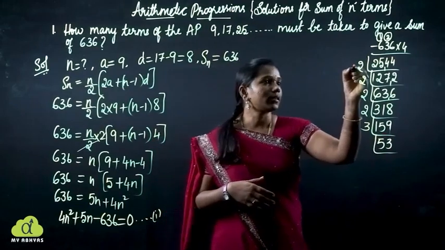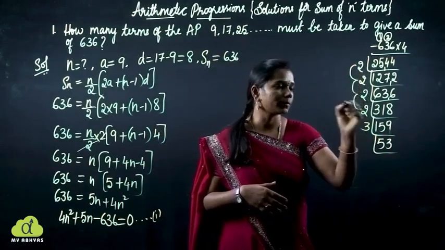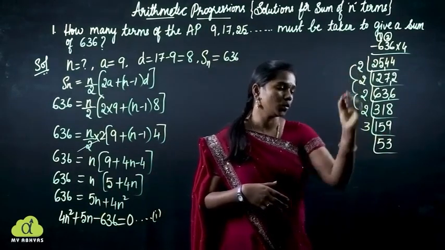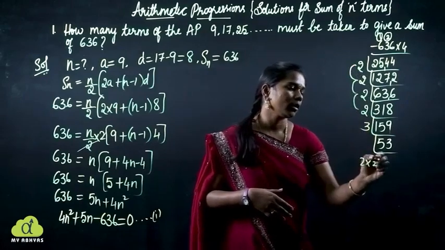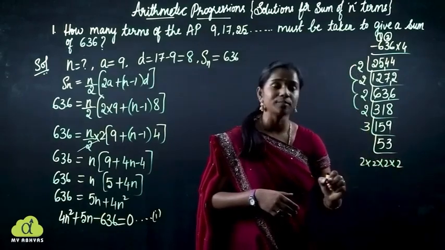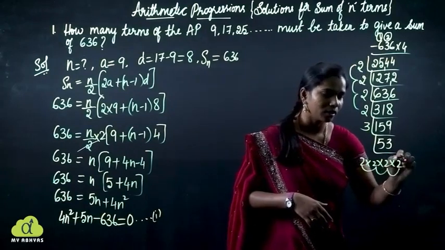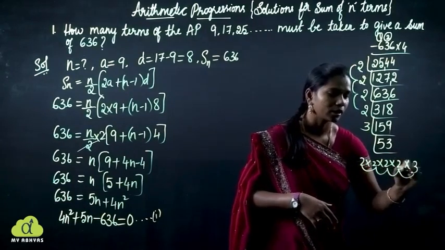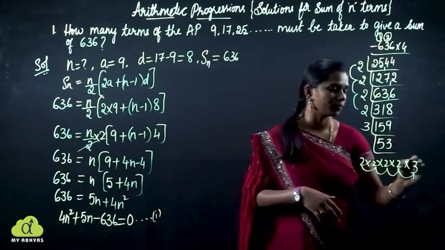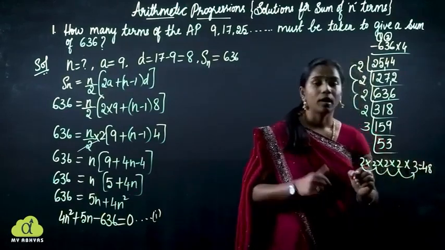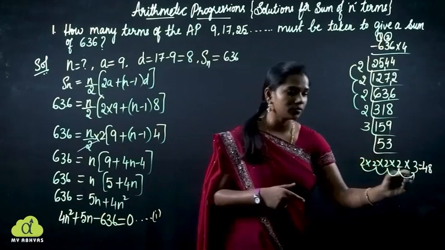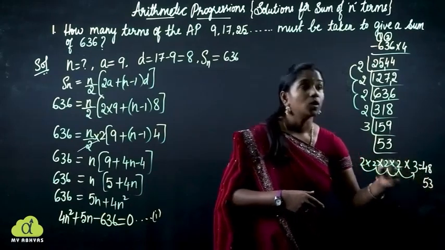Now take the multiplication of these factors. Yes, it is 2 into 2 into 2 into 2. How many times? It is 4 times. It is 2 2s are 4, 4 2s are 8, 8 2s are 16 into 3. It is 48. And one more number, what is it we have left with? It is 53. Now go back to our question.